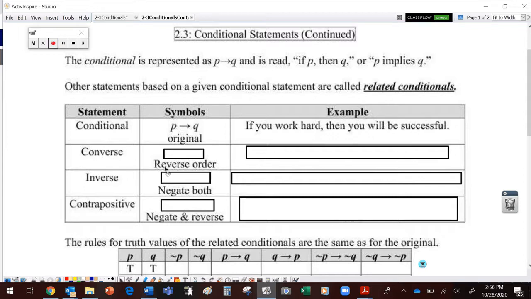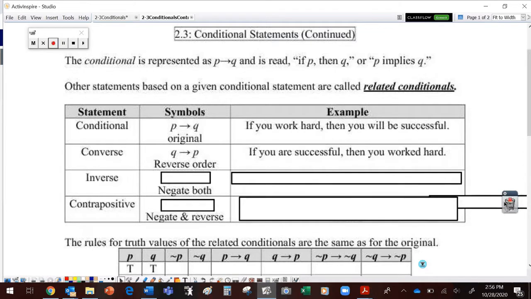Now the converse. For the converse, we're going to reverse the order. So instead of P implies Q, we're going to have Q implies P. So if we flip that around, instead of if you work hard, then you will be successful, we're going to switch those. And we're going to have if you are successful, then you work hard. Now this first one seems pretty true. If you work hard, you'll be successful. If you're successful, then you worked hard. This one's not necessarily true. Maybe you just got lucky.